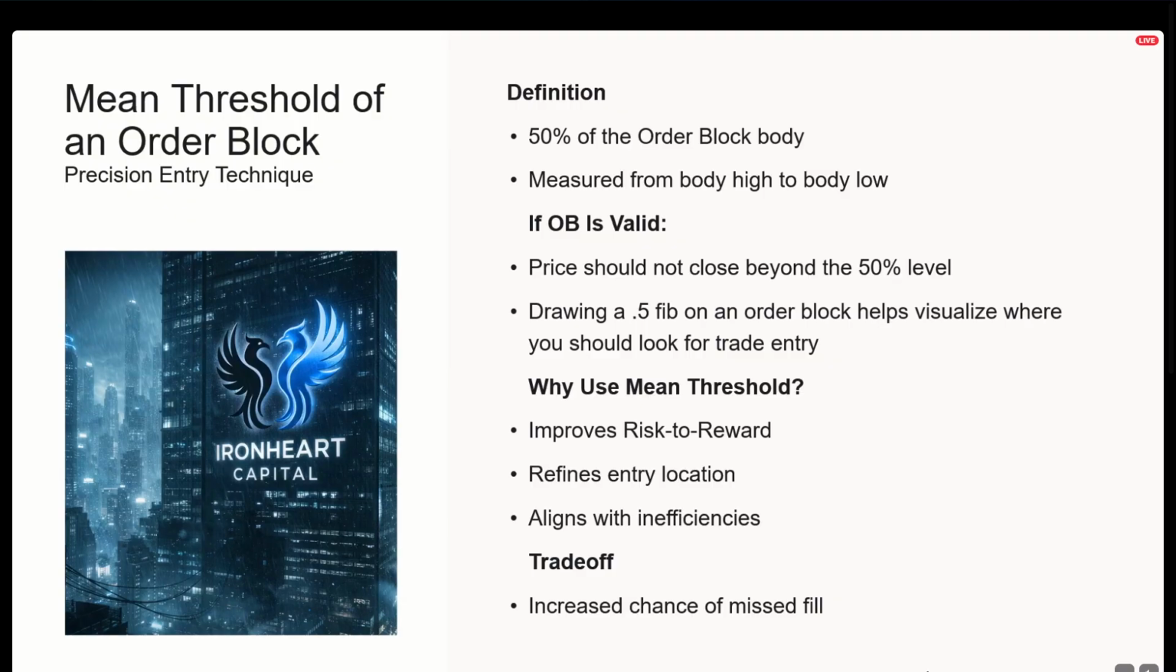So if you draw a fib on the 50% of your order block that you have identified from body high to body low, again, only the body, right? That 50% mark, that mean threshold, should be respected, okay? If the order block is a valid, strong order block, price will respect that 50% level.